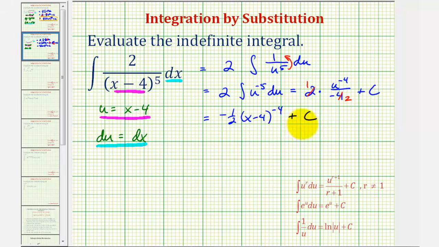Let's go ahead and write this as a fraction, though. This would be negative 1 divided by 2 times the quantity x minus 4 to the 4th plus c. And if we move the quantity x minus 4 down to the denominator, the exponent of negative 4 changes to positive 4. This would be our antiderivative function using u-substitution.